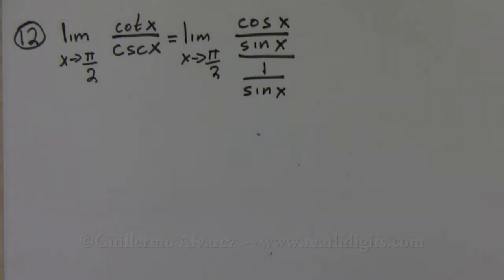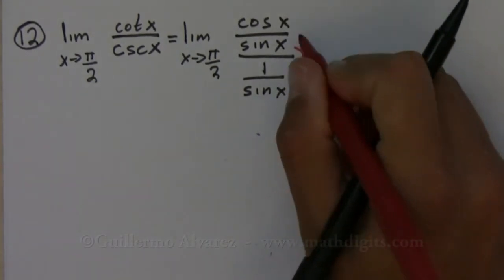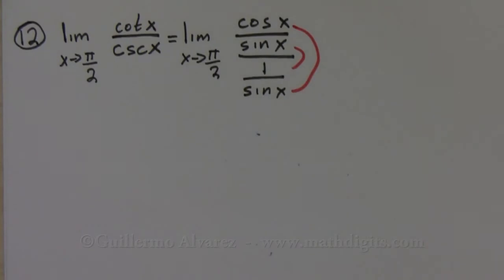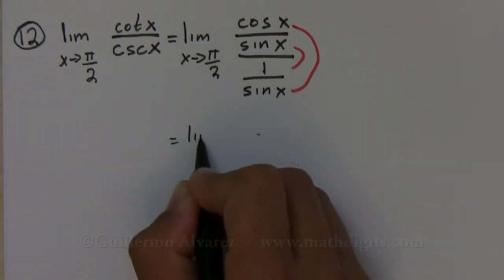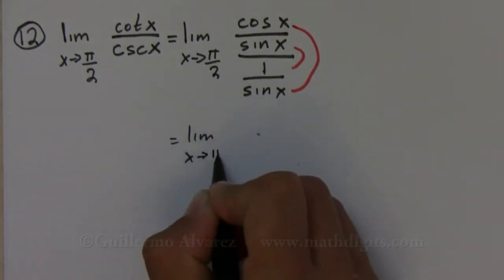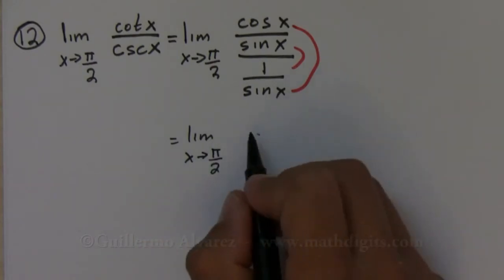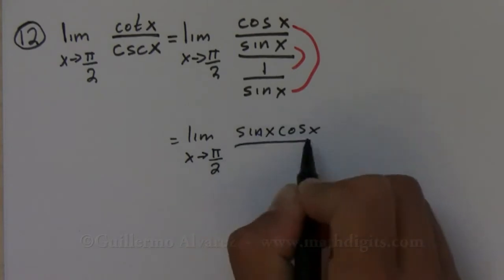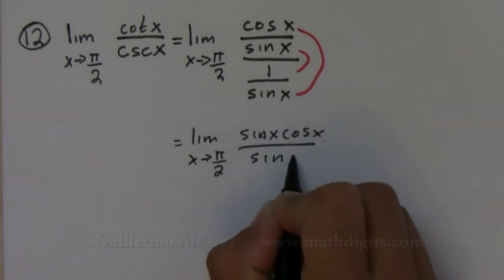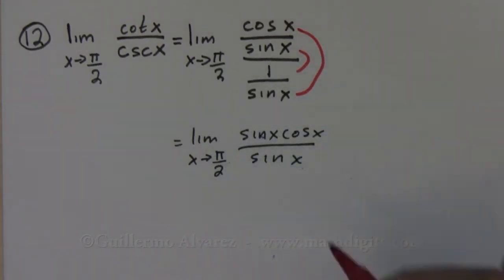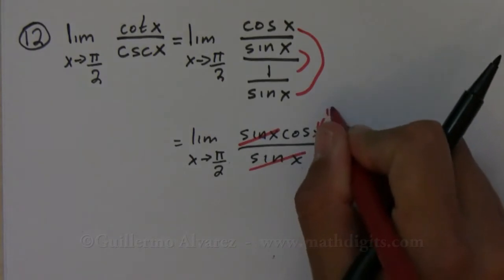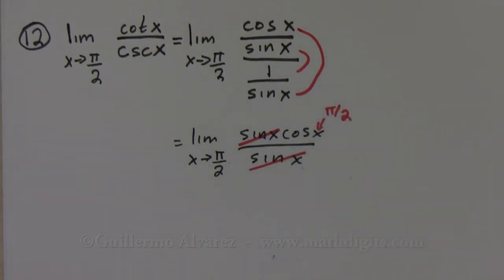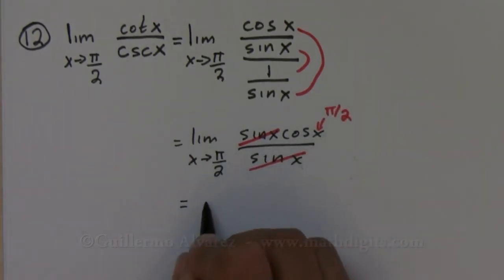Okay, and if I do my tortilla here, I would get that this is equal to the limit as x approaches pi over 2 of sine x cosine x over sine x. And these guys cancel, and if I now plug in pi over 2 here, I would get that the limit is equal to 0.